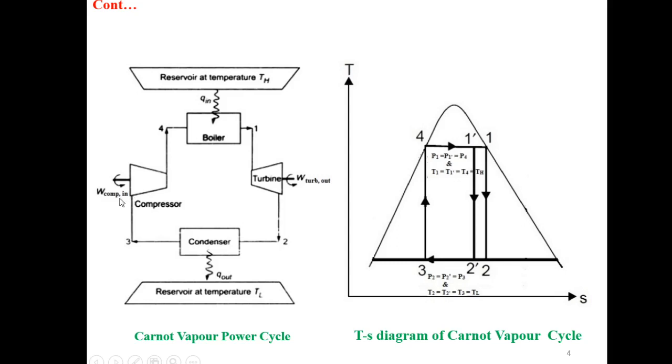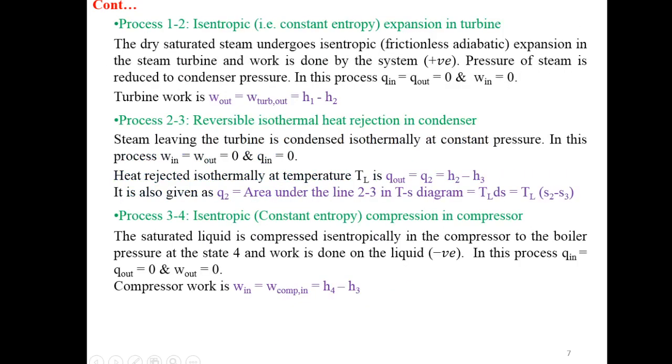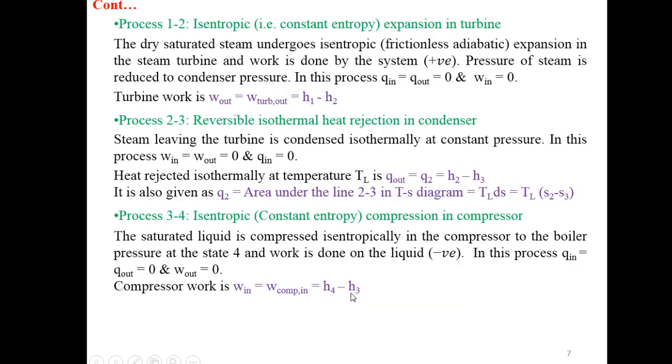So what is the compression doing here? Because of this compression work, point number 3 will become point number 4, and this is isentropic compression. So we will have a vertical line here, 3 to 4. This is the 3 to 4 isentropic process, and again in the HS diagram we will have a vertical line 3 to 4. So if you apply the condition here, then Q in is 0, Q out is 0, W out is 0, and the exit point is point number 4, and the inlet point is point number 3. So W in is equal to H4 minus H3.